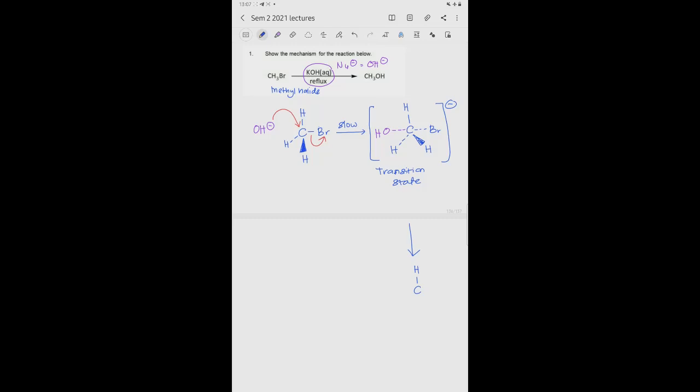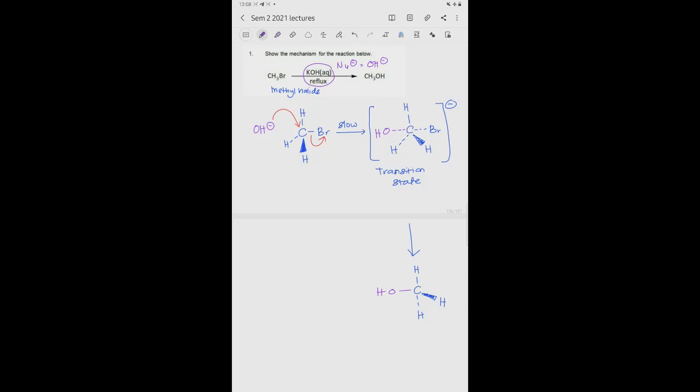So when the bond is broken between C and Br, the product formed will have a structure which is like an umbrella caught by the wind. It is an inversion structure. So we will have this structure. Maybe I can draw it clearly here like this. So now it's not the Br attached to the carbon anymore, it is the OH.